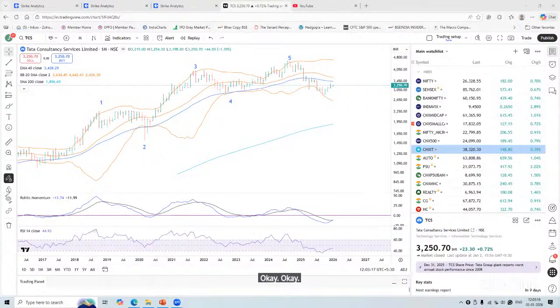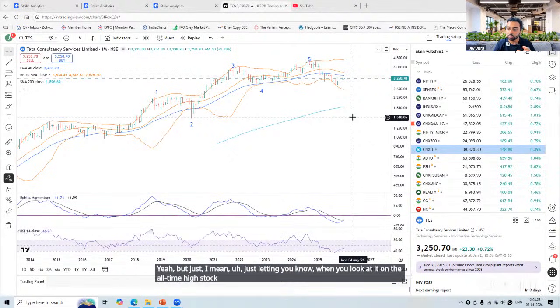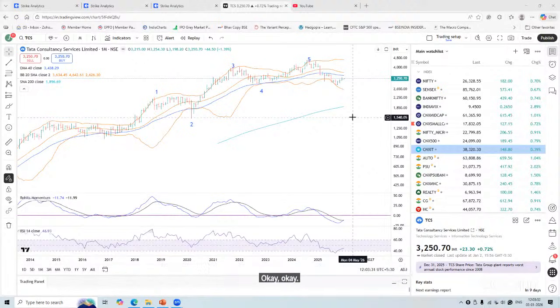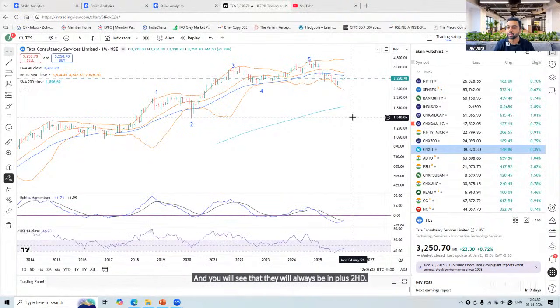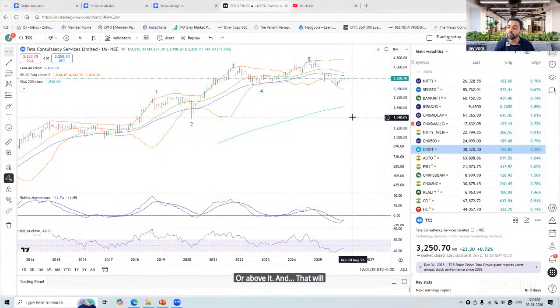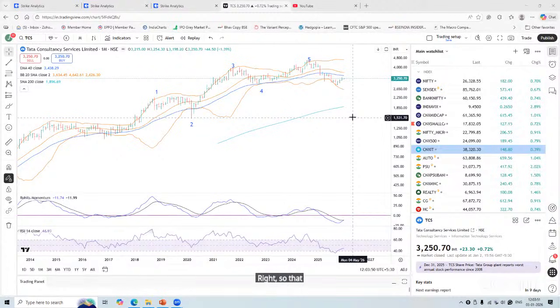Maybe. But just letting you know, when you look at the all-time high stocks, try and do this for the ones which are trending. You will see that they will always be at plus 2 SD or above it. That will make you uncomfortable being in those stocks, but those are the ones where the price action is happening. What you are trying to find is more of a value stock.